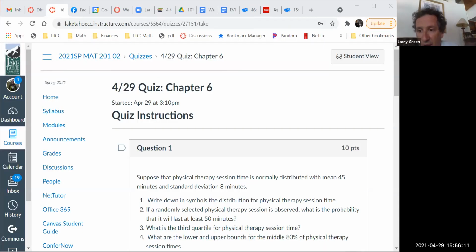So let's get to the quiz and let's take a look at it. Okay, so here is the quiz. And what it says is, suppose that physical therapy session time is normally distributed with mean 45 minutes and standard deviation 8 minutes. Okay. Again, the word suppose means I somewhat made it up, just let you know.